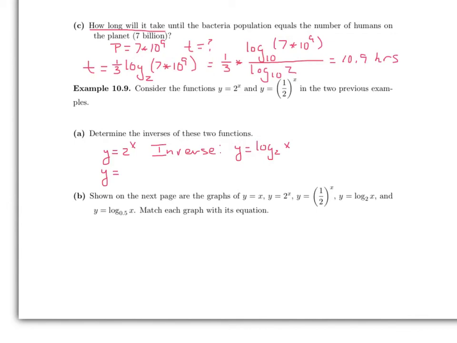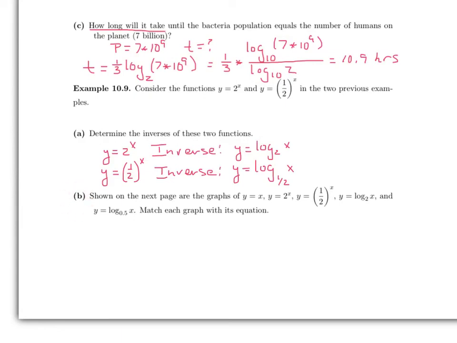If we look at y equals 1/2 raised to the x, this is an exponential function with a factor of 1/2. The inverse would be log base 1/2 of x.